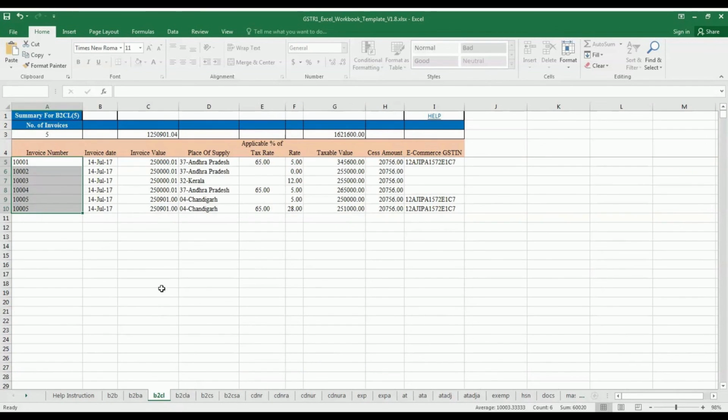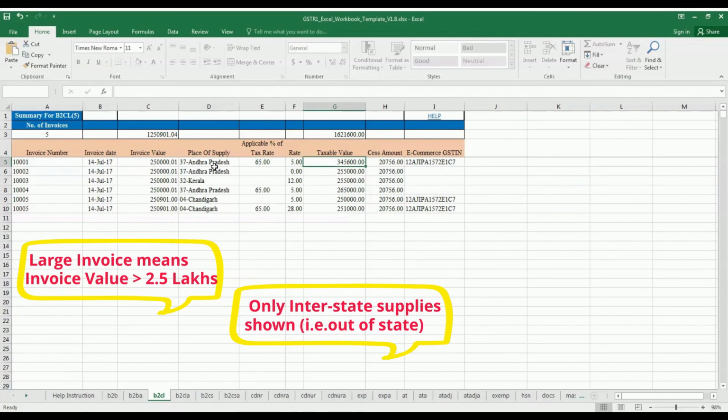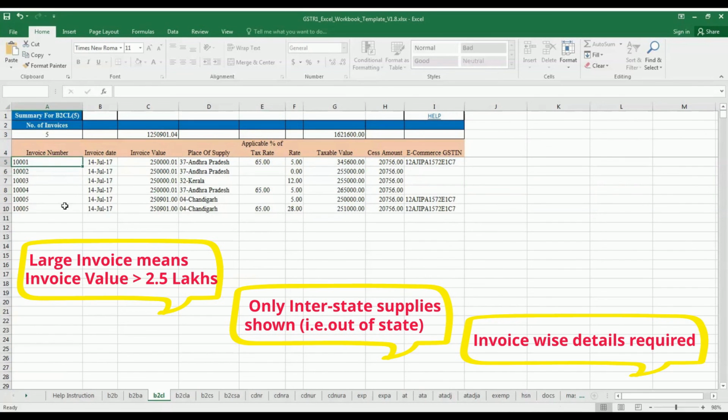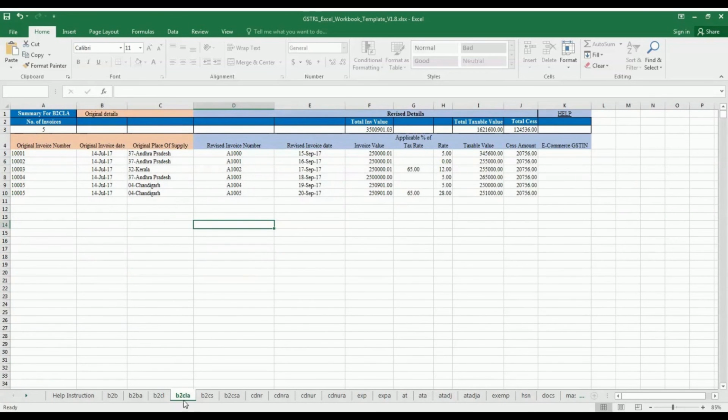The next one is B2CL, that means business to large consumers, large unregistered consumers. In this table, we have to remember some points. The first is that invoice value must be more than 2.5 lakhs. Second, only interstate transactions are recorded here, that means states other than Gujarat are only recorded here. Third, invoice-wise details need to be disclosed. If there are any amendments in B2CL data, then we have to disclose them in the next table, that is B2CLA.